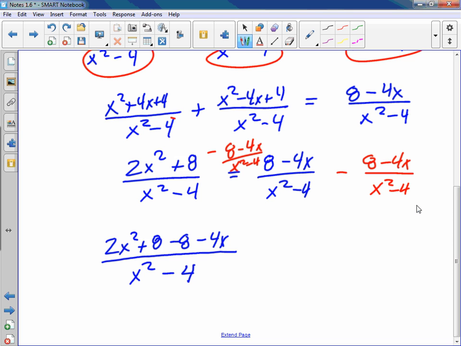Reba? Oh, yeah. Okay, you're right, because I'm going minus. Good call. Okay, so that is going to be plus 4x. She is so right. Thank you, Reba.